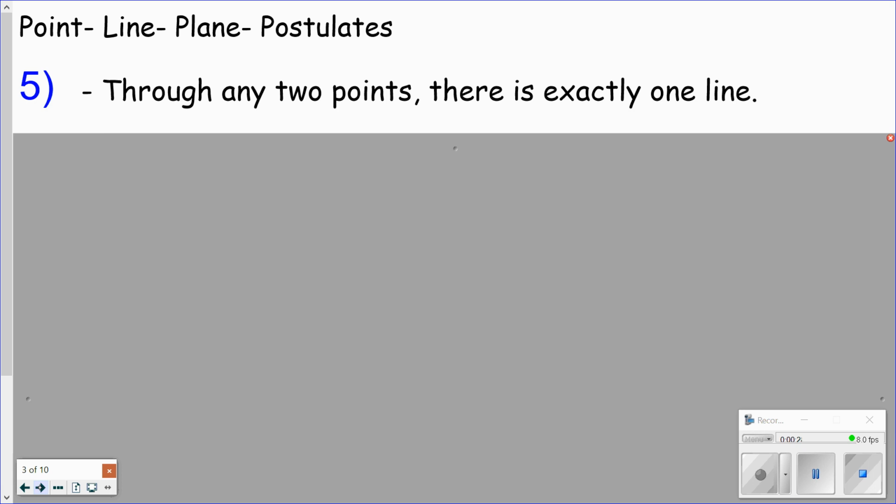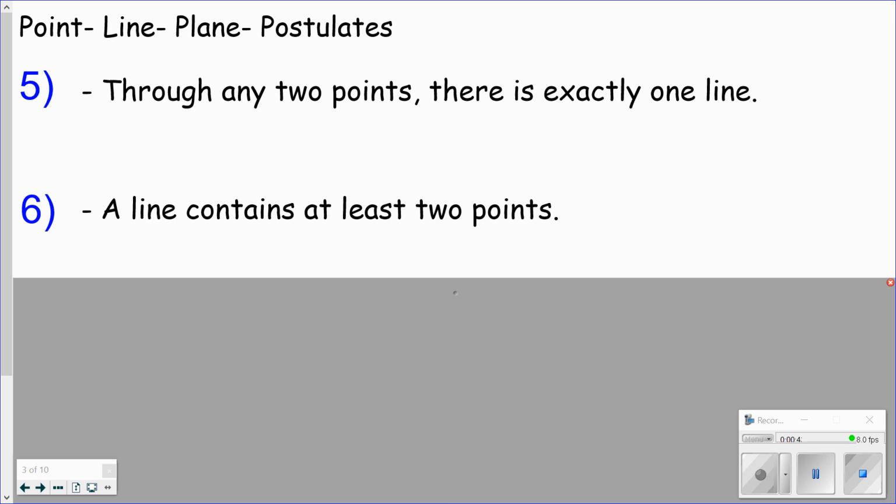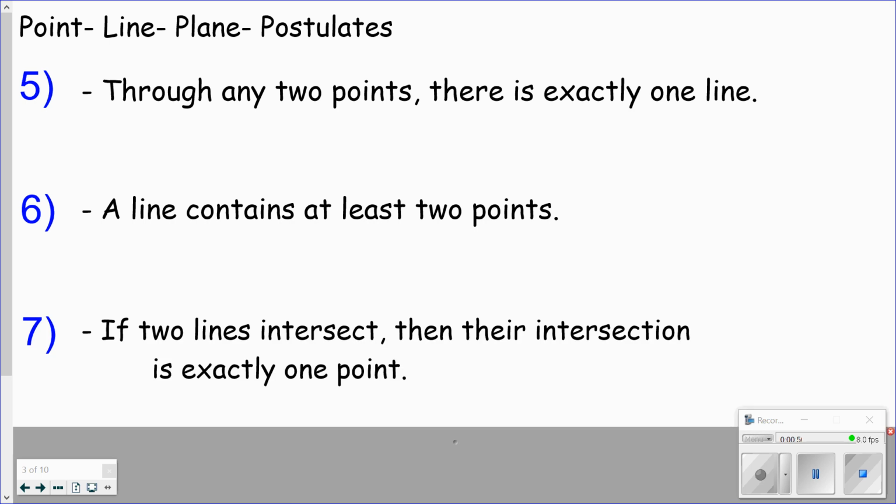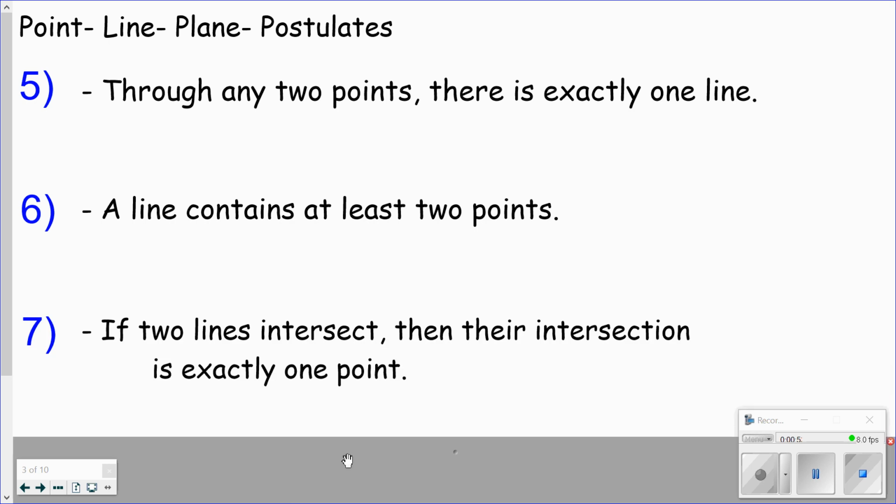I would get out a piece of paper right now, make sure you write all of these down. You are expected to know them. So the first postulate is through any 2 points, there is exactly one line. The next postulate, a line contains at least 2 points. And finally, if 2 lines intersect, then their intersection is exactly 1 point. And we learned these terms in chapter 1.